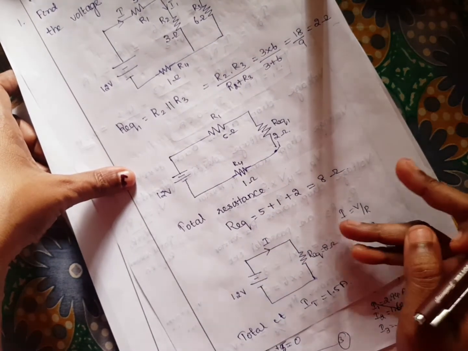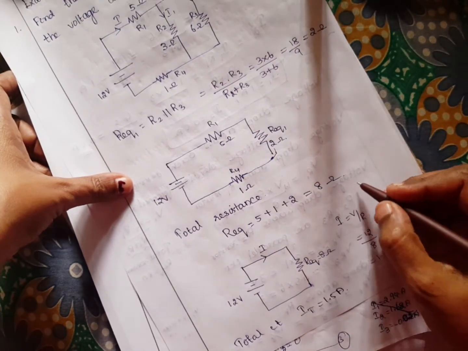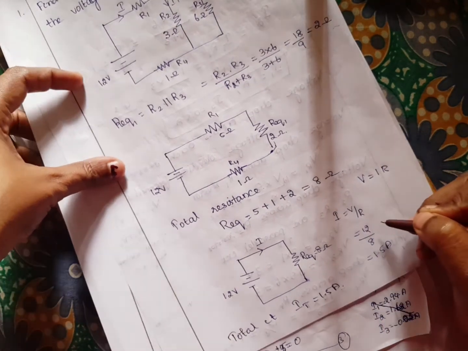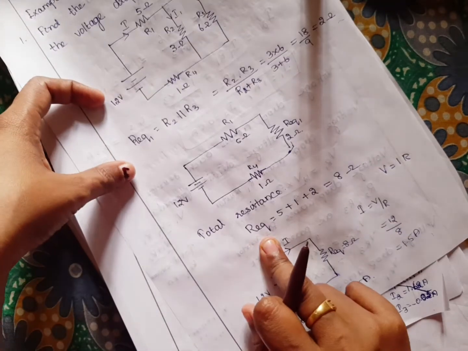So we can find the total current. What is total current? V by R. According to Ohm's law, V is equal to IR. So I is equal to V by R. So you got 12 by 8 is equal to 1.5 ampere. So it is the total current. It is the total resistance.